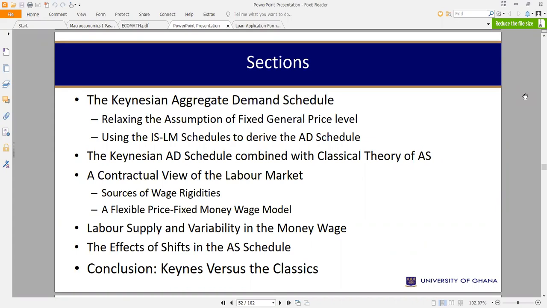Initially, in the analysis that we were doing, we were just assuming that the price level was fixed. That is why in the money market, the nominal quantity of money was exactly equal to the real quantity of money. But here we'll try and relax that assumption. Then we'll look at how to use the ISLM to derive the aggregate demand schedule. Then we'll combine this aggregate demand schedule with a vertical aggregate supply curve.